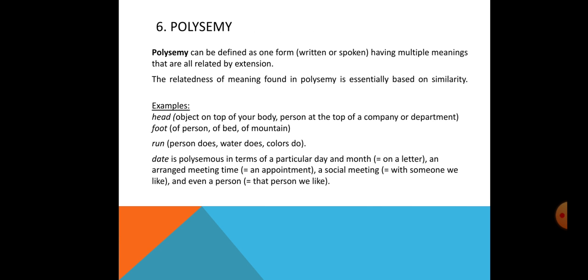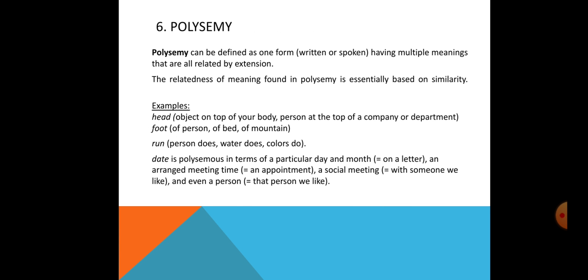And then you have polysemy. Polysemy can be defined as one form, written or spoken, having multiple meanings that are related by extension. The relatedness of meaning found in polysemy is essentially based on similarity. So polysemy means one word has many or multiple meanings. For example, the word head can be the object on top of your body, or it can be the person at the top of a company or department. For example, my head hurts, or the head of the department is leaving the country.